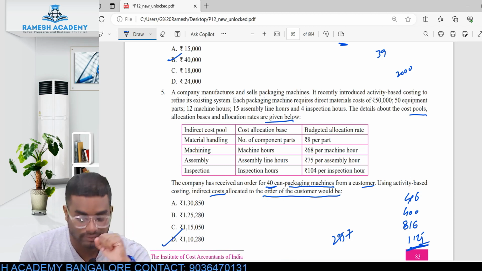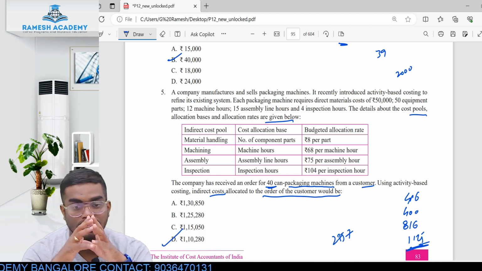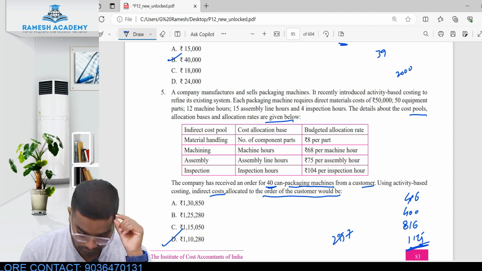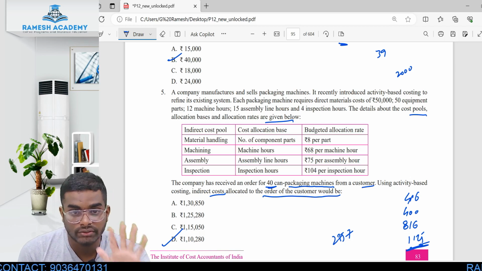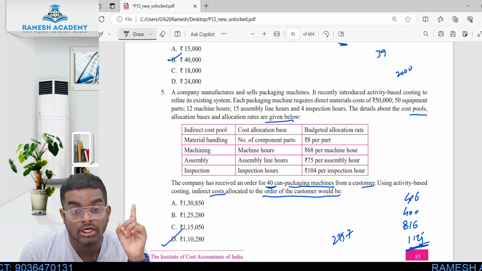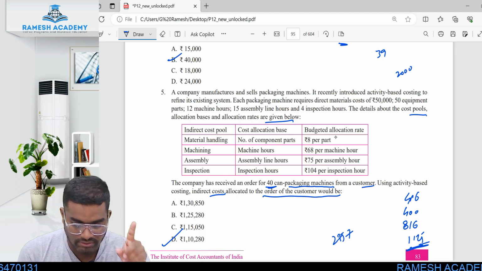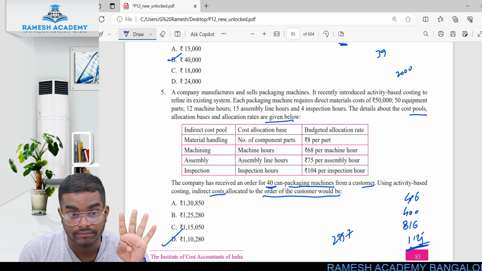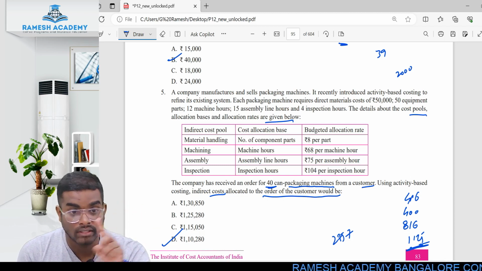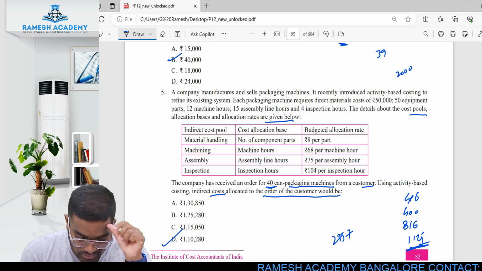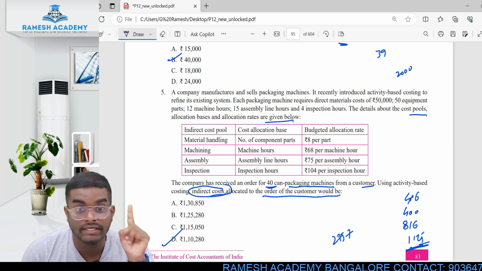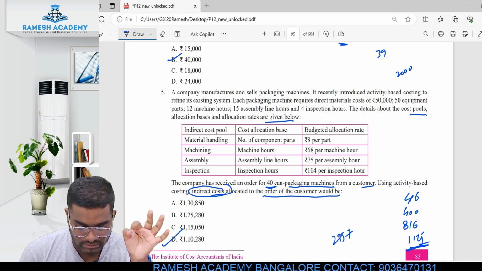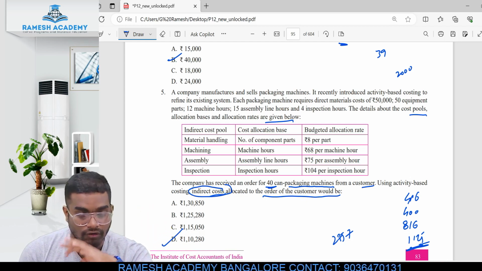So we'll discuss once again in a summarized manner. In this they have given all the cost drivers. They are telling that each packaging machine requires 50,000 of material, 50 equipment parts, 12 machine hours, 15 assembly hours and 4 inspection hours for 1 can packaging machine. They are asking for 40. So first we will calculate it for 1, then multiply it by 40 for indirect cost, because they are asking only the allocation of indirect cost here, not the direct cost. Understood? So that is the reason I have multiplied by 40.